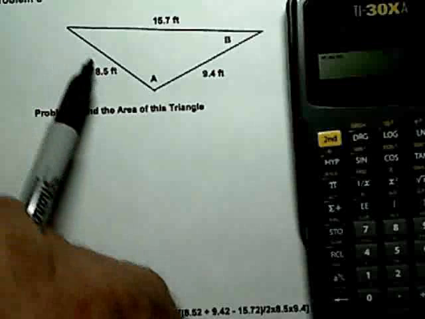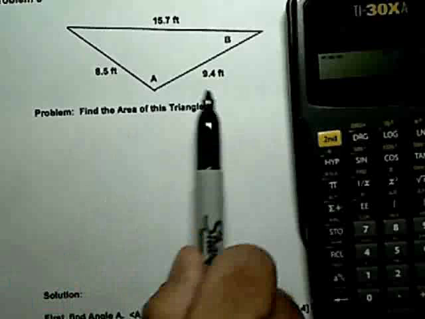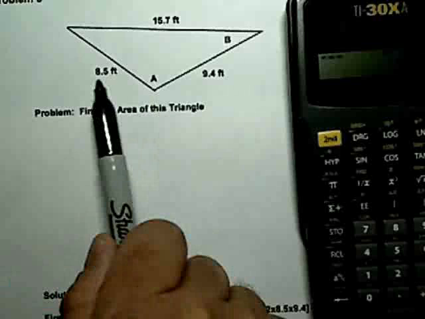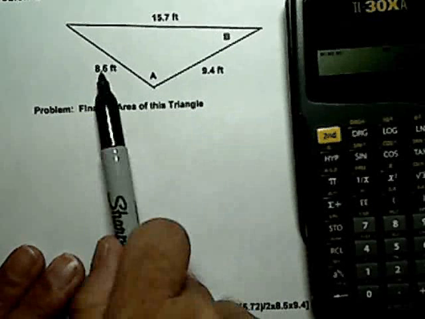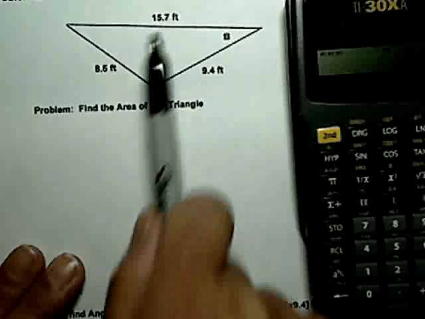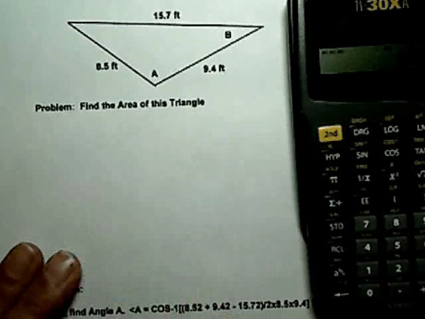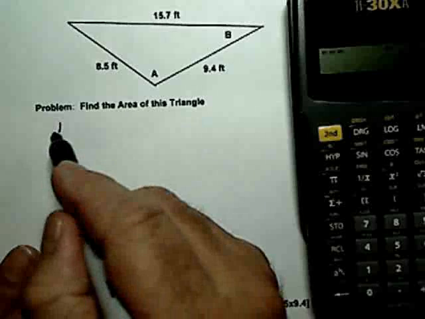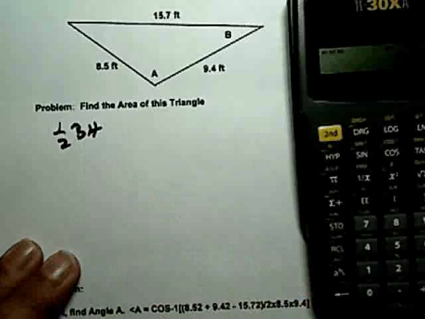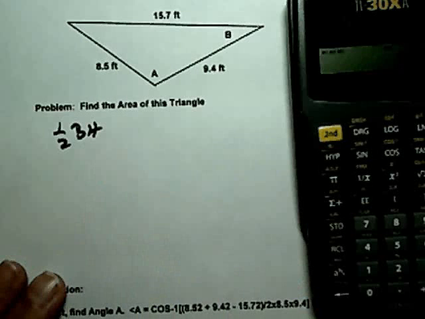I gave you a triangle, and I told you the lengths of three of its sides. It's three sides: 8.5 feet, 9.4, 15.7, all in feet. And of course, as you should know, these all have to be in the same units, which they are. And I want to know the area. Now, the formula that you usually learn in high school is 1/2 base times height. And that's fine if you know the height, but you don't know the height in any one of these directions. So now you can't use that.